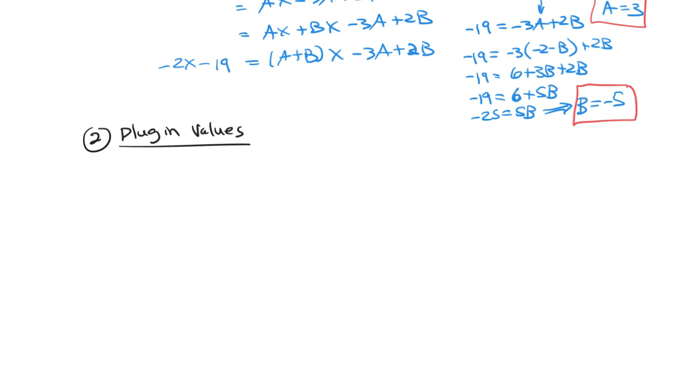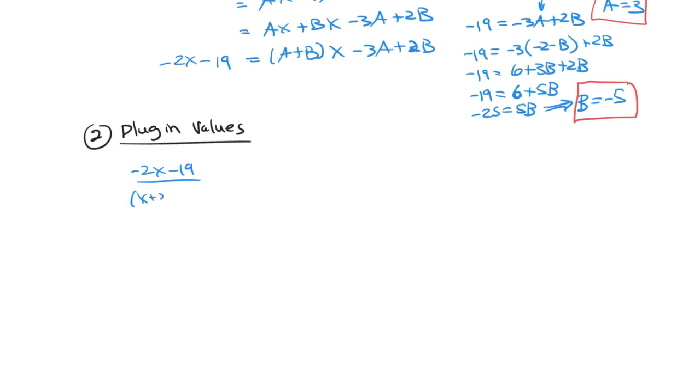Okay, so for this one, I'm going to start back where we were, -2x minus 19 over x plus 2 times x minus 3. We start off the same way, a over x plus 2 plus b over x minus 3. So we start the same way. We even do the first step. The first step is the same, where I'm going to eliminate all the fractions. So I'm going to multiply both sides of the equation by this denominator here.